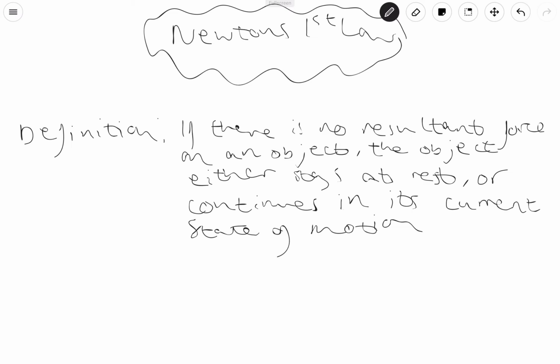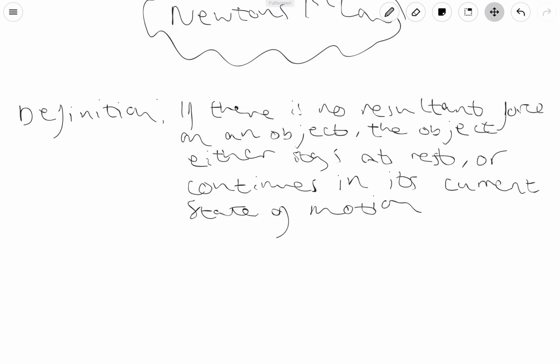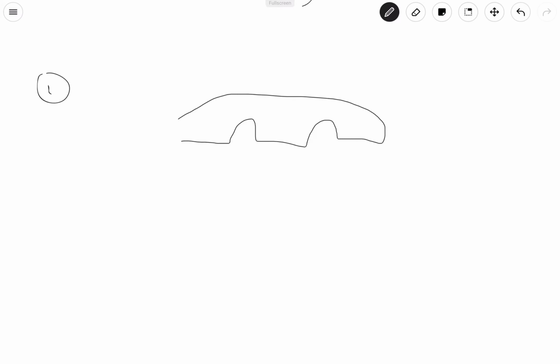Now, I think you guys should read that. Just suck that up for a second. Pause if you have to. I'm going to give you two examples to help you think about this. So, first, the same car. Well, I'll try to draw the same car. Let's say it has a thrust of 50 newtons and a frictional force of 50 newtons.